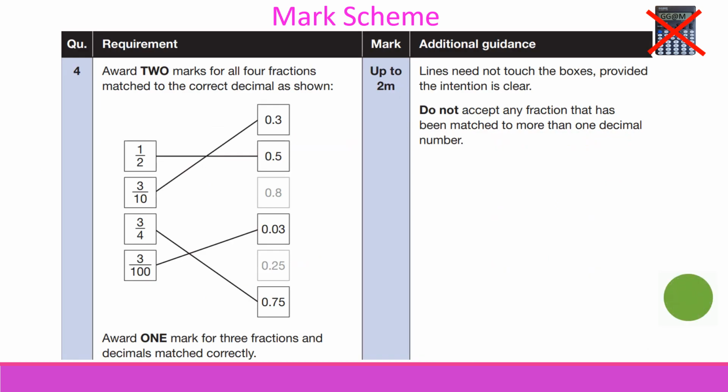The mark scheme on this question shows there are 2M, which means 2 method marks, or up to 2 method marks for getting all of them correct. It says you get 1 mark awarded for 3 fractions and decimals matched correctly. So if you get 3 out of the 4 done correctly, you'll get 1 mark. If you get all 4 of them correct, you will get the second mark.